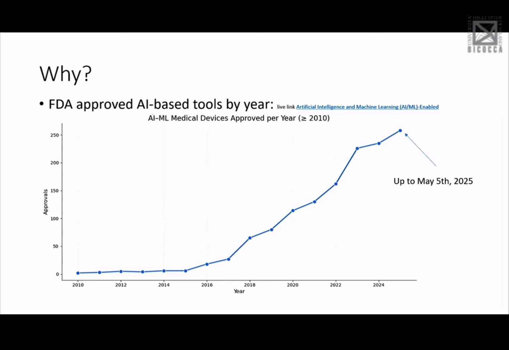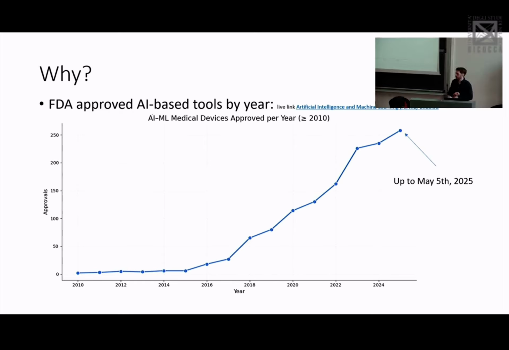What's the importance of medical imaging in artificial intelligence and in big data and so on? That's the number of the medical devices that have been approved by the American Food and Drug Administration by year.